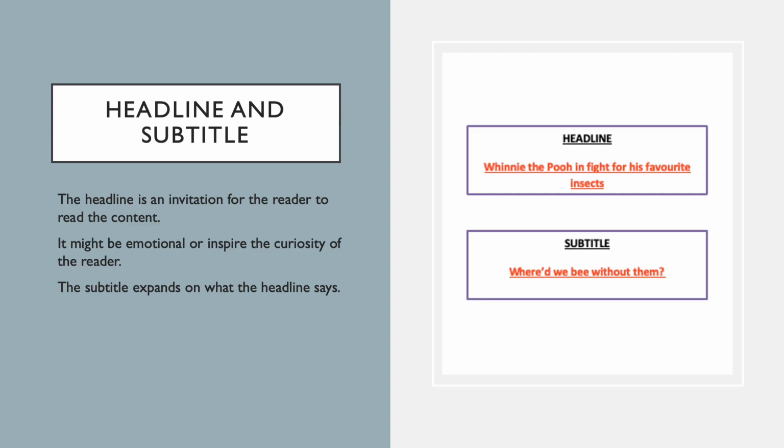Okay, so if we move on to the headline and subtitle, the headline for my newspaper report is going to be Winnie the Pooh in Fight for His Favourite Insects, and the subtitle is Where'd We Be Without Them? Now, the headline is an invitation for the reader to read the content of your article, okay? Now, this might be emotional or inspire the curiosity of the reader, so it needs to be quite engaging so you want them to read on.